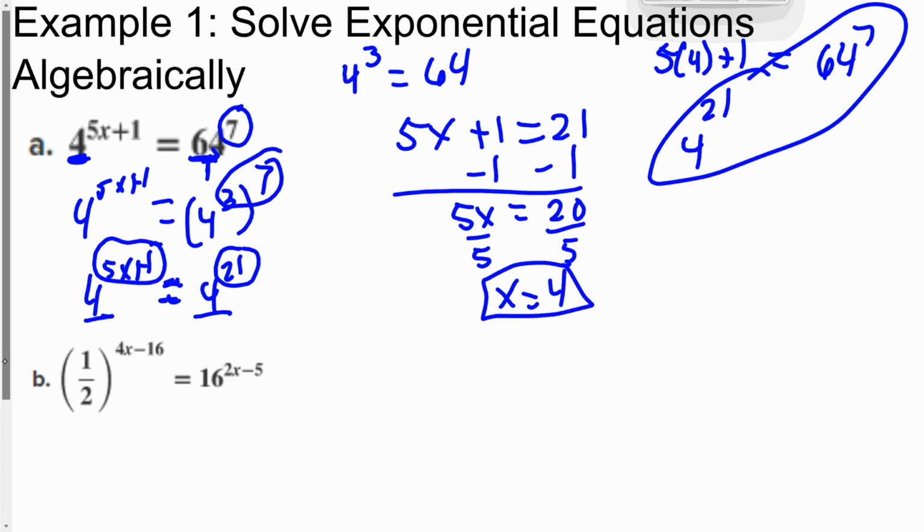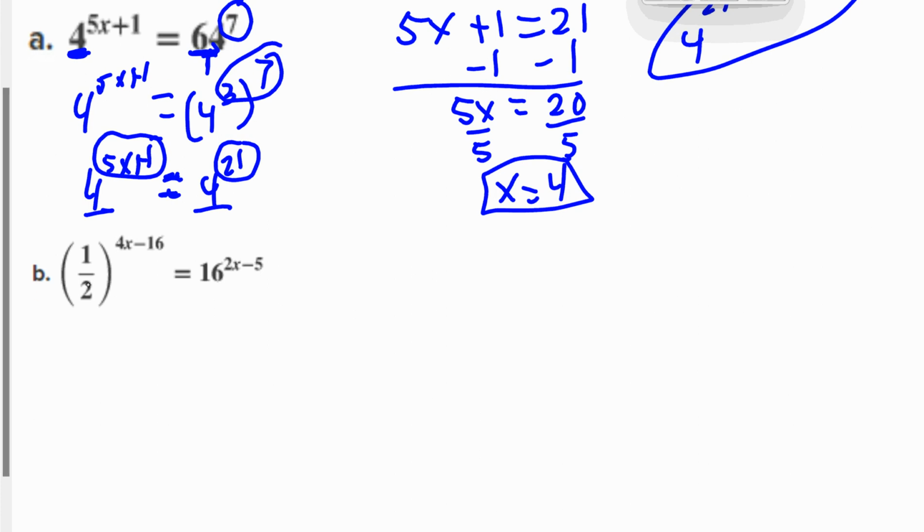Now the second one's a little bit difficult. We've got 1/2, a fraction, and we've got 16, a non-fraction, but I know that this has a 2 on the bottom, and I know that 16 I can rewrite as 2 to the 4th, right? So this is 2 to the 4th, that's 16, but that 16 is being raised to 2x minus 5.